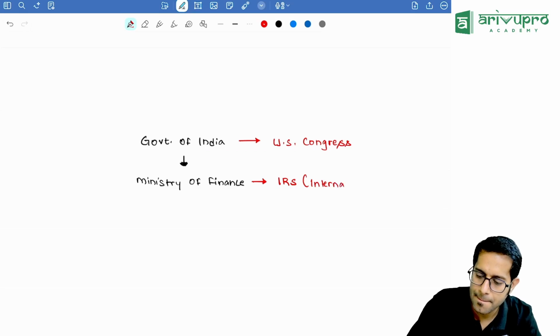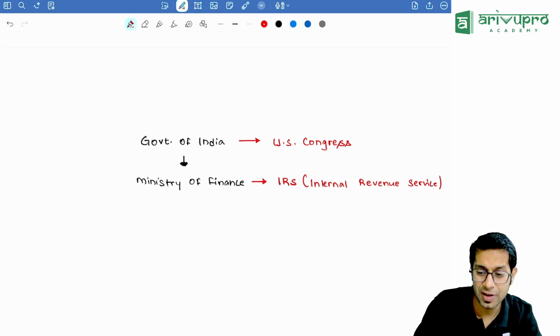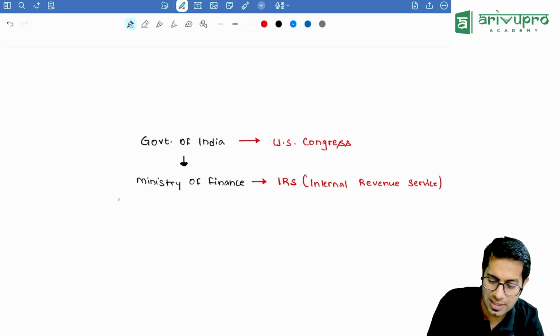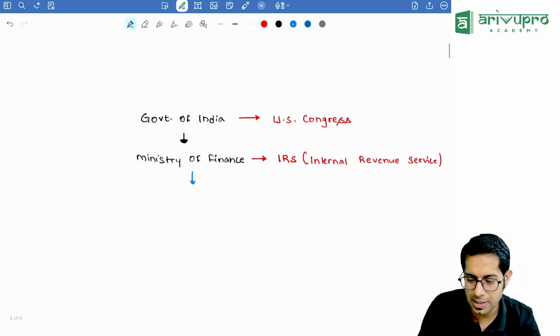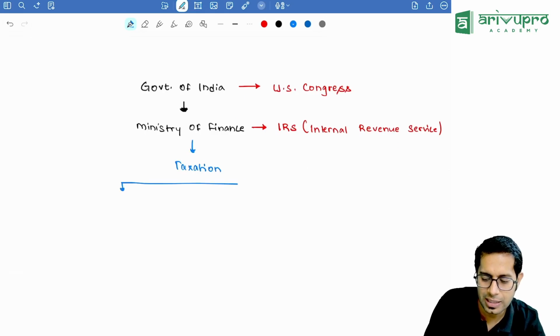Internal Revenue Service. Now in India, our Ministry of Finance is further divided, it has different subheads. One of the subheads is taxation. And this taxation is further divided into direct taxes and indirect taxes.